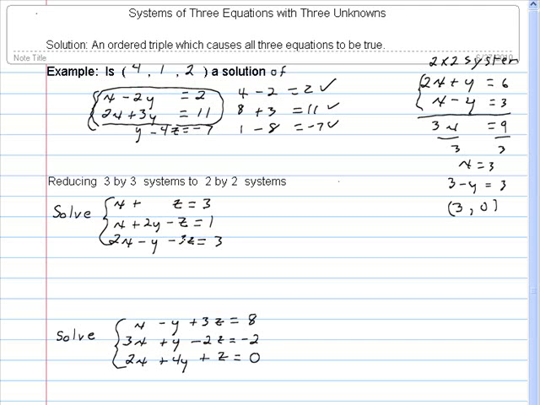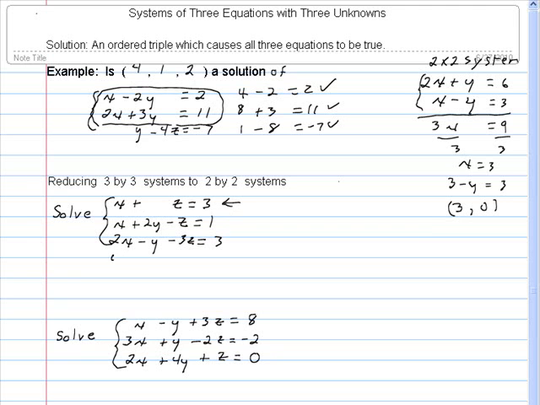Now, if we go to our second system down here, it does not give us a system of two equations with two unknowns. However, it does give us one equation with two unknowns, so that's a good starting point. Now, the two unknowns are x and z. So if I could come up with one more equation that only had the two unknowns x and z, I would have the solution to my system. Well, that's not too hard to do.